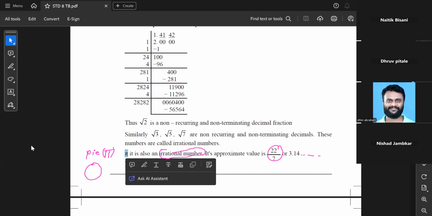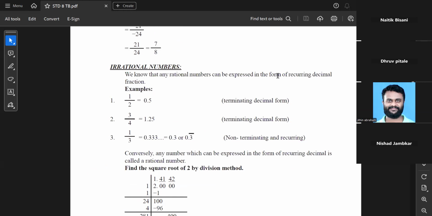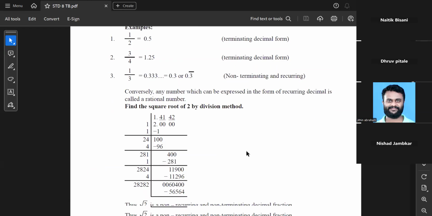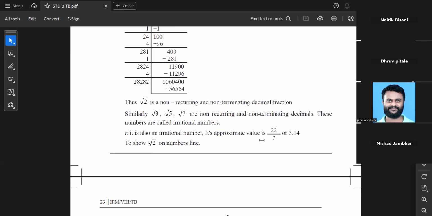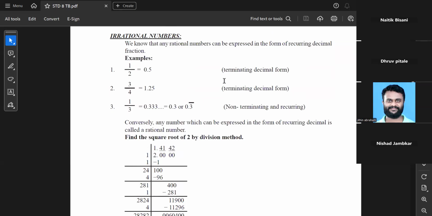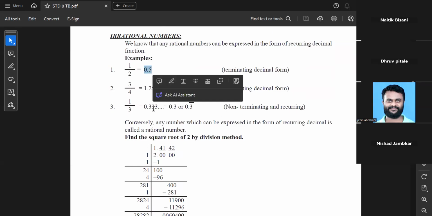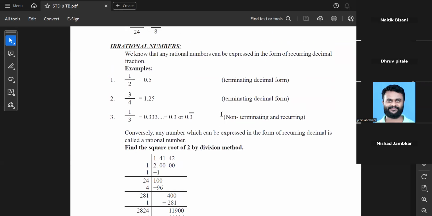Okay. So, sorry. I'll just take a quick recap. Irrational numbers means those numbers which are non-recurring and non-terminating decimals. They are called as irrational numbers. Now, the difference between terminating and non-terminating: terminate means खत्म होता है, non-terminating means खत्म नहीं होता है. And in non-terminating, if the numbers are repeating, we call it recurring.